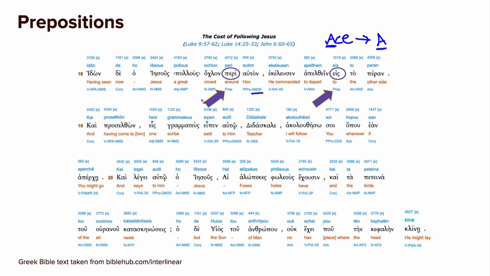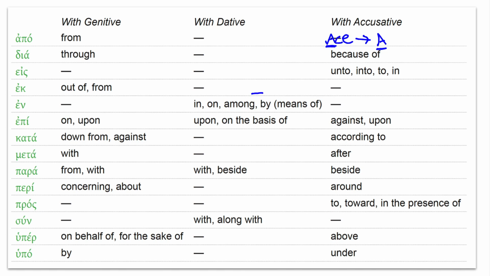But I'm going to show you this chart, which I'll bring up every time we talk about prepositions. Here we have all of the most common prepositions, and then what they mean when followed by the genitive, the dative, and the accusative. So we earlier saw εἰς, and that is only going to be followed by the accusative. That doesn't ever occur with genitive or dative. So that's very helpful. We also saw περί, which when followed by the genitive means concerning or about whatever follows it. And then with the accusative, it means around. So they were around him.